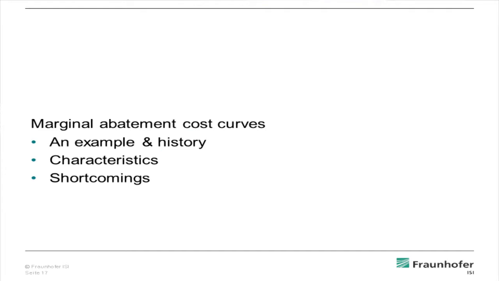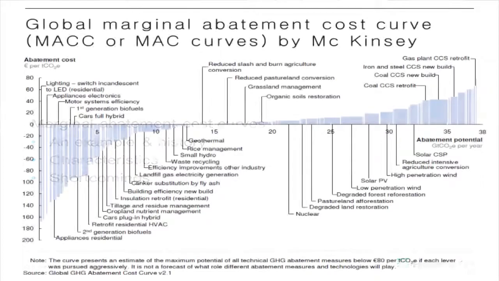Now let's turn to marginal abatement cost curves, and I'm going to show you a picture that probably most of you have seen before. It's a marginal abatement cost curve. It's a global one, and it was designed by McKinsey a few years ago. On the x-axis you find the abatement potential in gigatons in this case, and on the y-axis you find the abatement costs in euros per ton. And then you can see what different technologies exist and what their potential is to reduce emissions, and what the costs are that are related to those technologies.